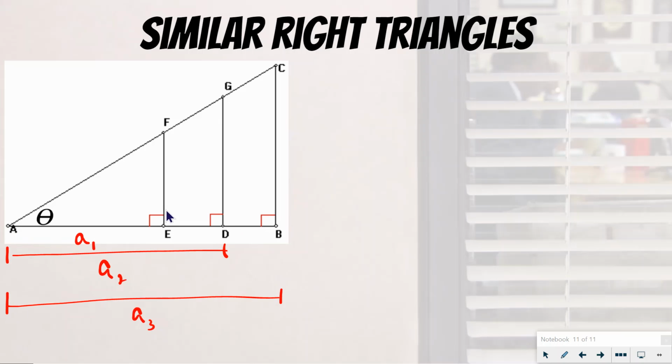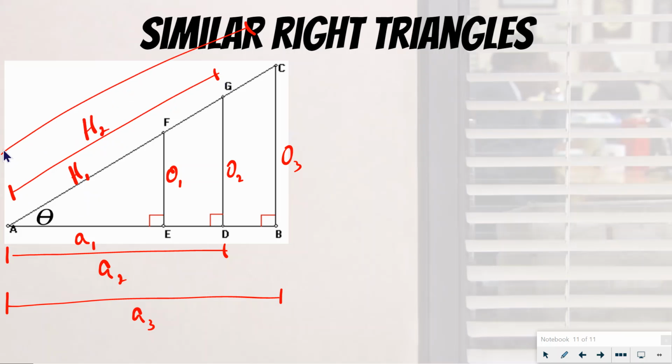I'm going to do the exact same thing for these opposite sides, the sides that are diagonally opposite or across from that angle. So I'm going to call this O, or opposite 1, opposite 2, opposite 3. I'll call this hypotenuse 1, hypotenuse 2, and hypotenuse, or H3. So really the whole point of this is so that I can show that these ratios between these triangles are the same, and actually it's basically just going to segue into a naming convention for those ratios.